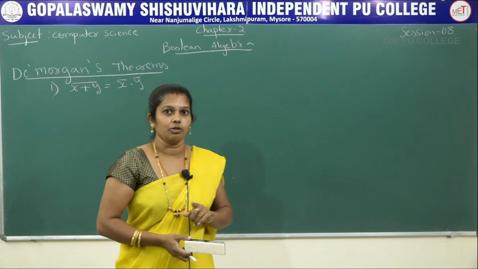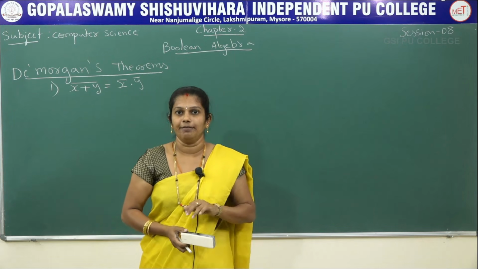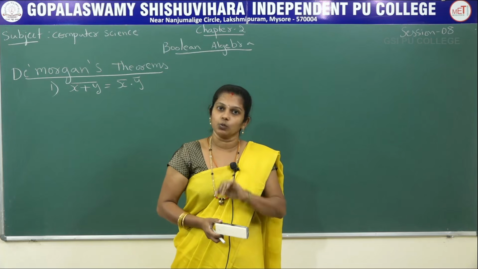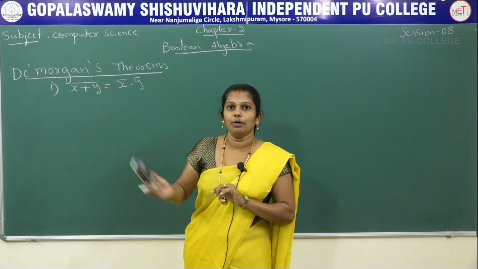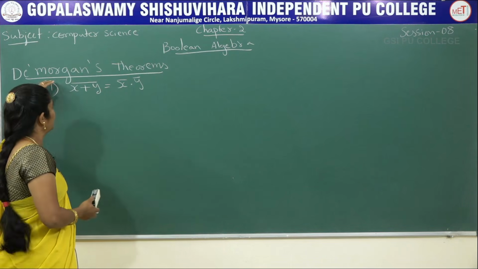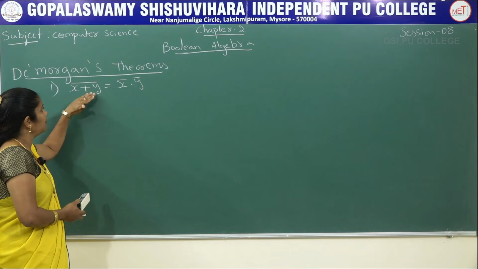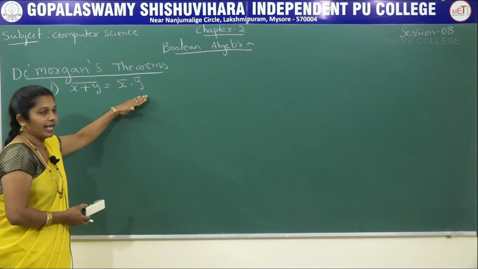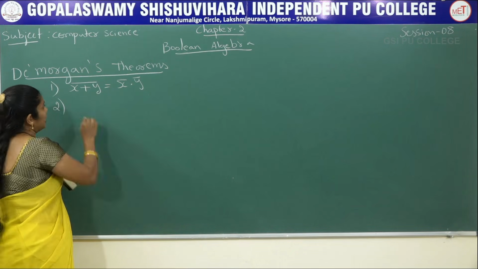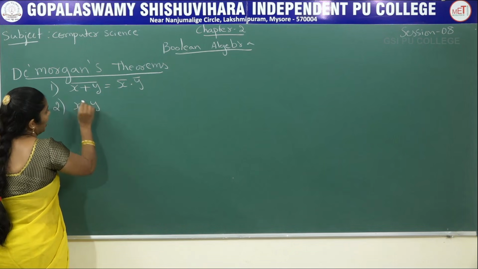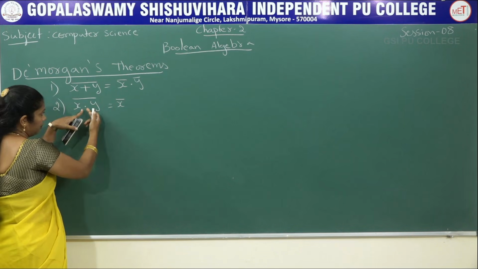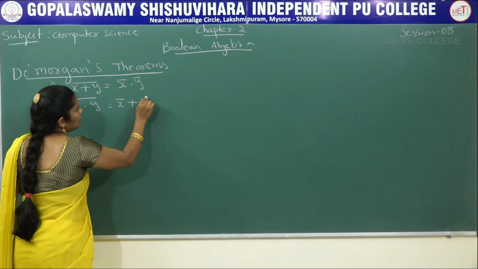In the previous class I told you that this chapter's total weightage is 9 marks. Out of 9 marks, there are 2 questions of 2 marks and 1 question of 5 marks. For 5 marks, they may ask you to prove De Morgan's theorem. The first De Morgan's theorem states that x plus y whole bar equals x bar into y bar. And the second De Morgan's theorem states that x into y whole bar equals x bar plus y bar. Here the dot will be replaced by plus.